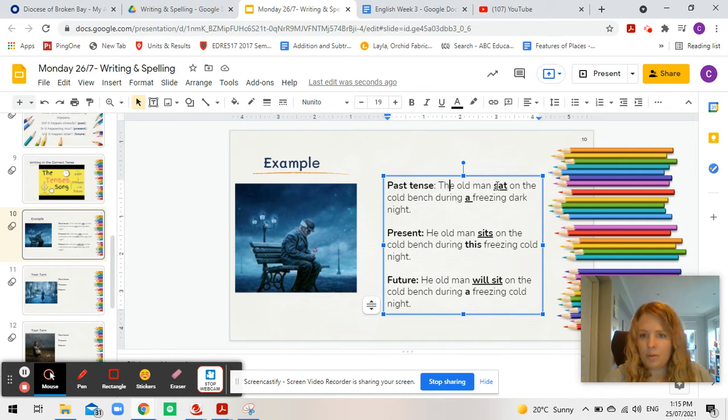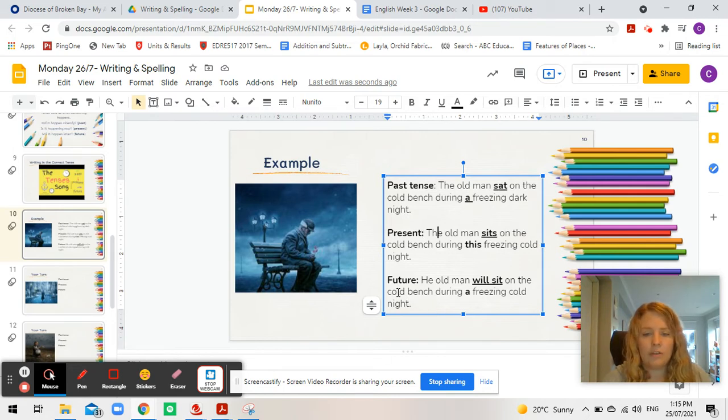Now, the verb in that sentence is sat. And I know it's past tense because of the word sat. Over here, the next one, I've then changed it to the old man sits on the cold bench during this freezing cold night. As you can see, it's now present tense because I changed the word sat to sits.